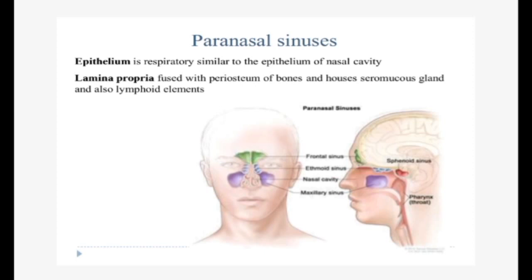And in the nasal cavity we have the ethmoidal sinuses present in the ethmoid bone, and there is a sphenoidal sinus which is not seen here in this picture. So these are the air sinuses. They are lined by a mucous membrane that resembles the mucosa of the nasal cavity. The epithelium is respiratory, similar to the epithelium of the nasal cavity. And in the lamina propria, which is fused with the periosteum of the bones, we will see the seromucinous glands and also the lymphoid elements.